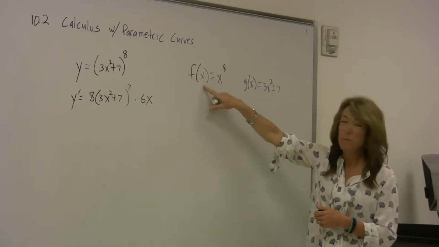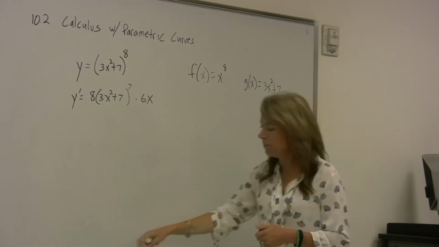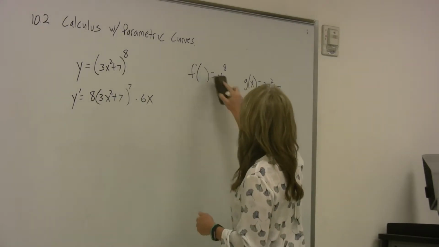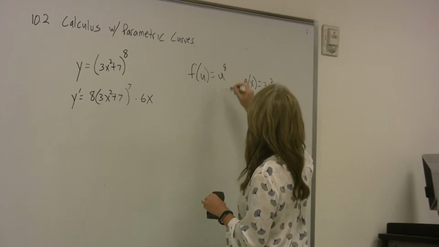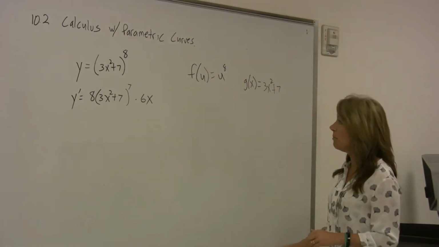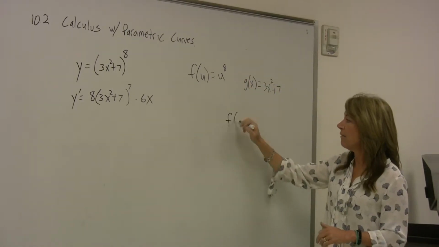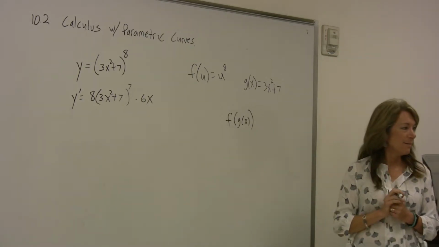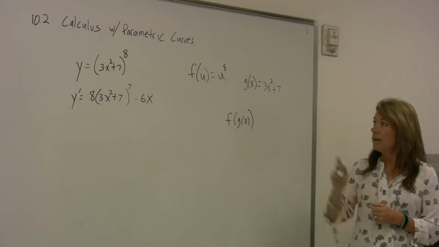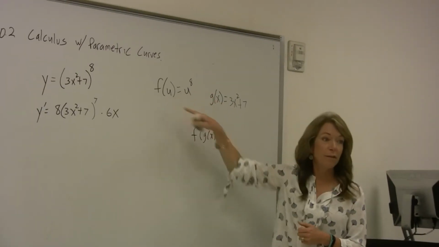Now, we need to put a u in there, you're right. We better change it to a u. We're changing variables here, I like that. I heard you say u, didn't you say that, Zach? Yeah. Because we're finding f of g of x, right? We put g of x in there for you.